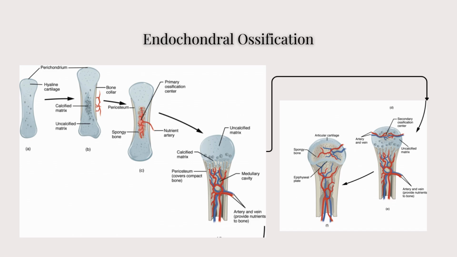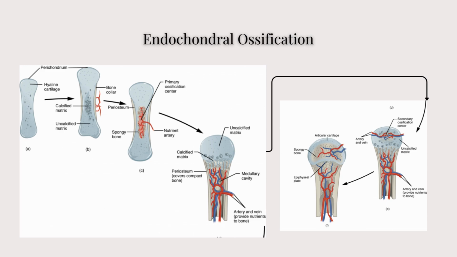Blood vessels grow around the edge of the cartilage model, bringing in osteoblasts that deposit a bony layer around the cartilage. Capillaries penetrate the cartilage, bringing osteoblasts that form bone within the cartilage model, creating the primary ossification center. As the bone grows, the cartilage and the chondrocytes continue to grow at the ends of the bone, while the medullary cavity in the center expands and remodels.